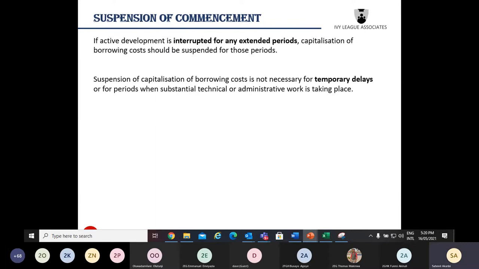At what point will I suspend capitalization? I will suspend capitalization when active development is interrupted for an extended period of time. For those periods, I will still continue to compute borrowing costs, but in that case, the borrowing cost will not be capitalized to the asset. The borrowing cost will be recognized in profit or loss as part of my finance cost. That is the principle.